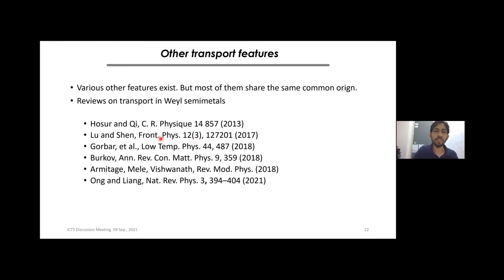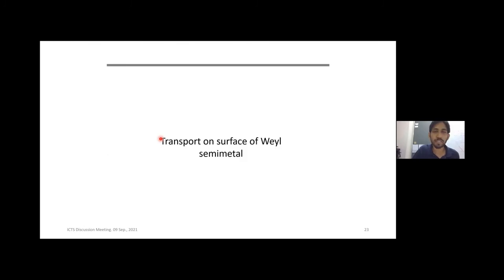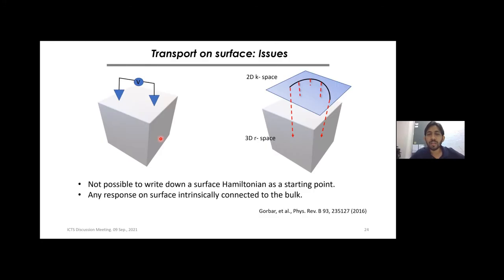You can just have a look at these excellent references, which are all reviews on the transport features. Okay, very quickly now, let me go to the main part, which is the work that I've been doing over the last couple of years, and which is transport on the surface of a Weyl semimetal.